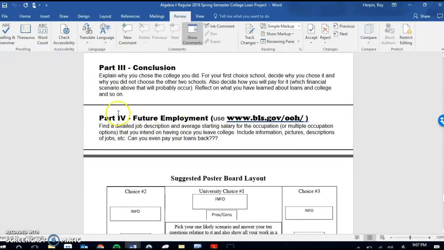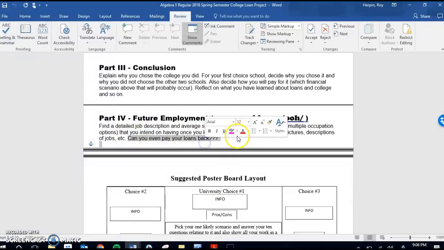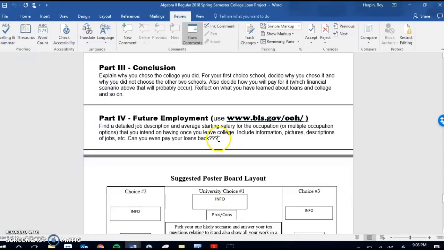Part 4 is future employment. So what I want you to do is find a detailed job description and the average starting salary for the occupation, or multiple jobs that you think you might have after you leave college. Give some pictures, some descriptions, stuff like that. And then will your job allow you to even pay your loans back? There are some jobs, unfortunately, that don't pay very much, but take a lot of education. So it's essentially, is it even worth going to school for that, other than the fact that you would enjoy it? Is it financially worth it? So just some information there, and this is a website that you can use that'll have some of those answers.